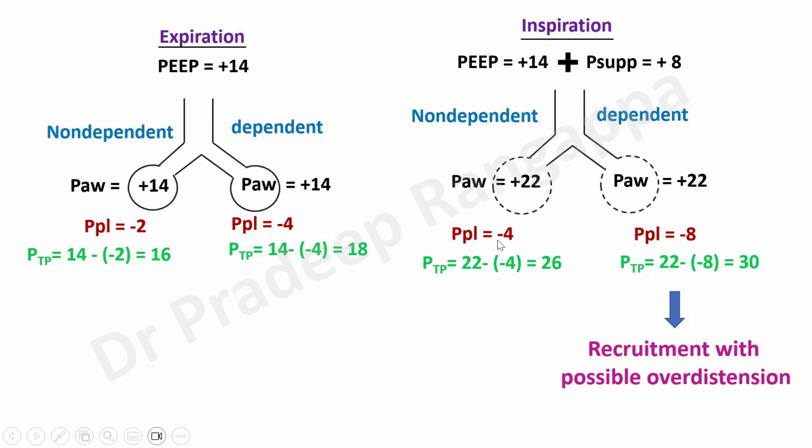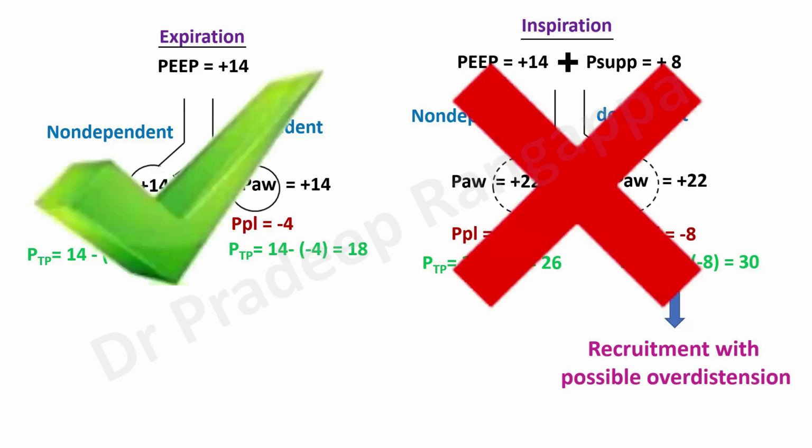This can cause barotrauma. So has your registrar done the right thing? He has done the right thing in expiration, but he or she has not done the right thing during inspiration. In inspiration, he can cause barotrauma and emphysema can happen. So this is also the right thing.